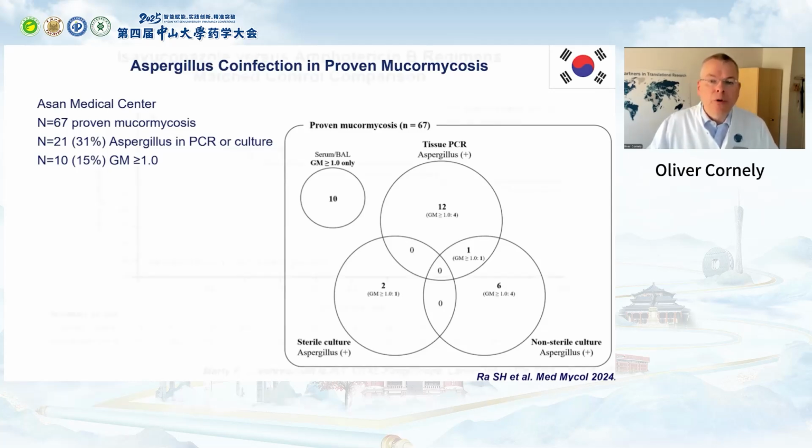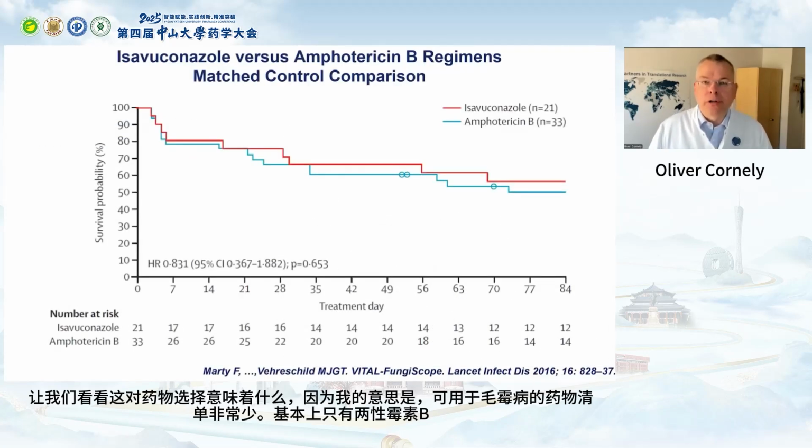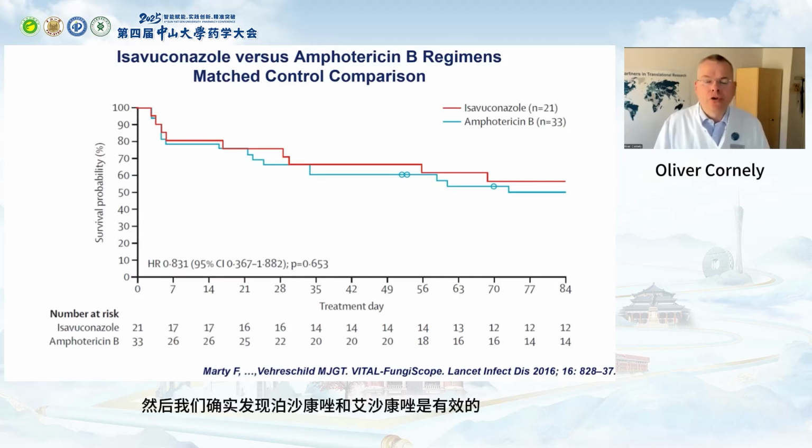So let's have a look what that means for the choice of drugs, because I mean, it's a very short list of drugs out there that we can use for mucormycosis. It's basically only amphotericin B, and then we need so much that it is toxic, regardless of which formulation it comes in, ideally liposomal amphotericin B. And then we do have posaconazole is active, and isavuconazole, and that's it, right? So it's a very short list, and 2 are azoles. So it's actually only 2 classes that we can use.